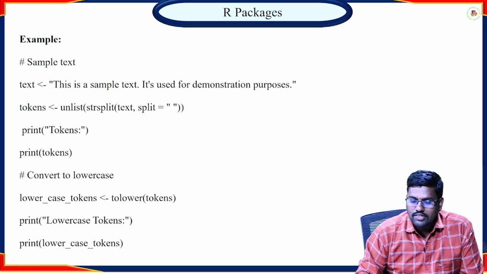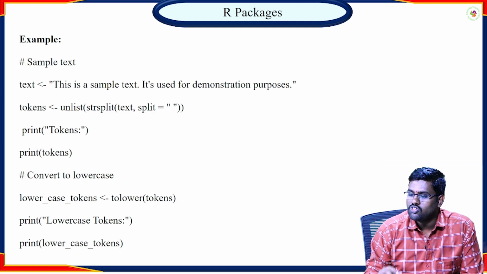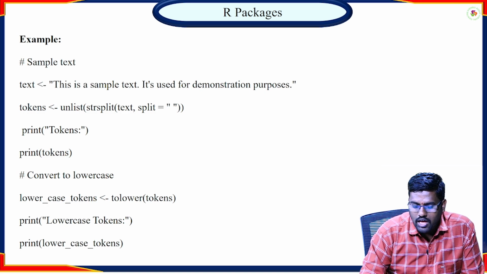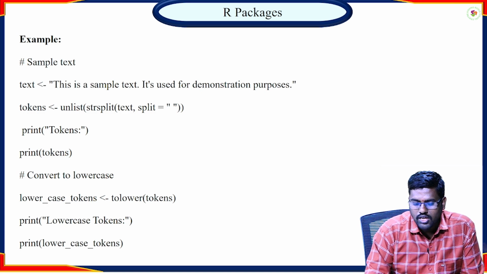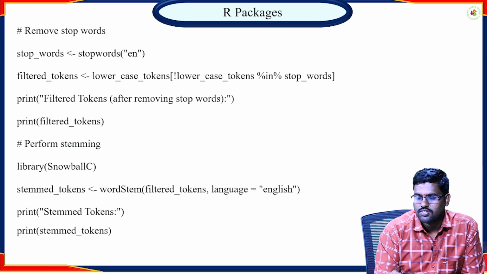Now tokens uses unlist and string split of the text. That means it is used to divide the text into individual words. So this is a sample text, like this the values will be displayed. Next, I want to convert the given text into lowercase letters, so I am applying tolower to the tokens. That means all the words are converted into lowercase. If I call print on the lowercase letters, lowercase words will be displayed. So see, next one.